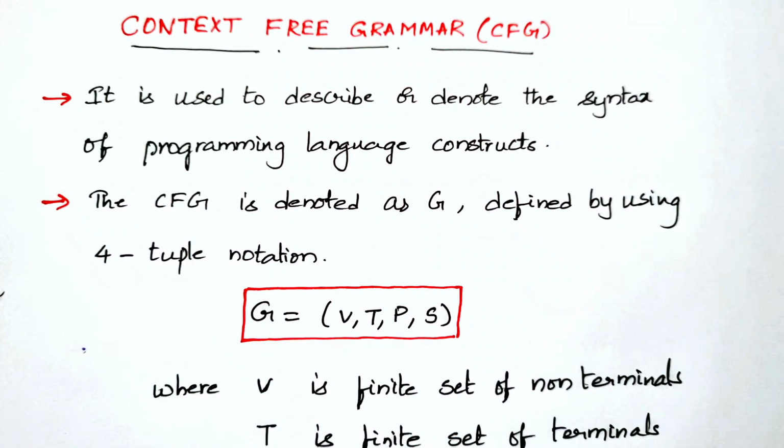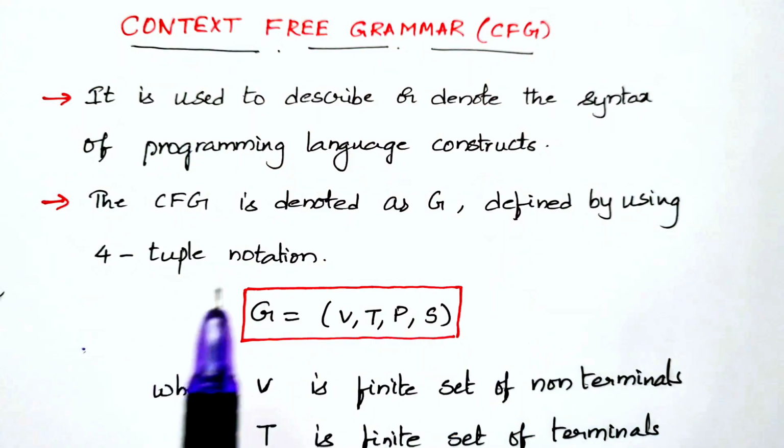In today's video, we shall discuss context-free grammar and types of derivations. A context-free grammar is used to describe and define the syntax of programming language constructs. It specifies the rules that determine how valid strings or programs can be formed in a language.